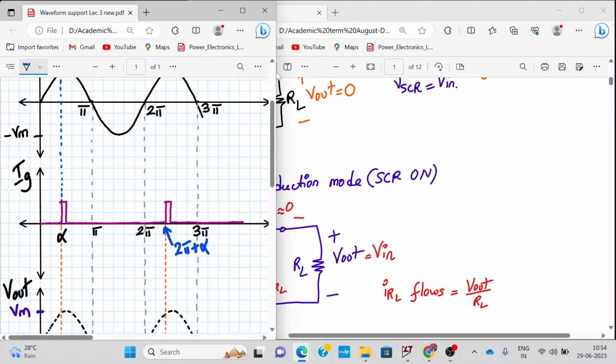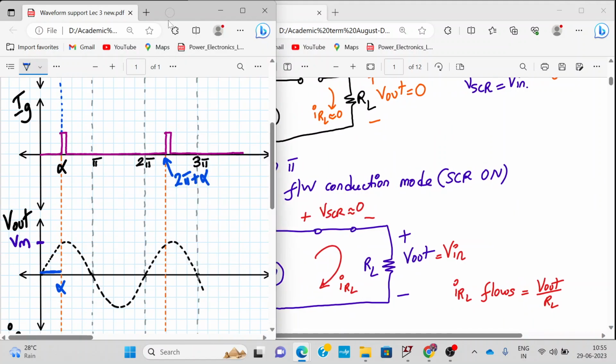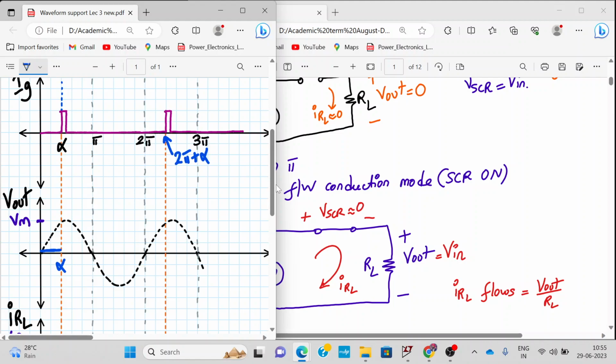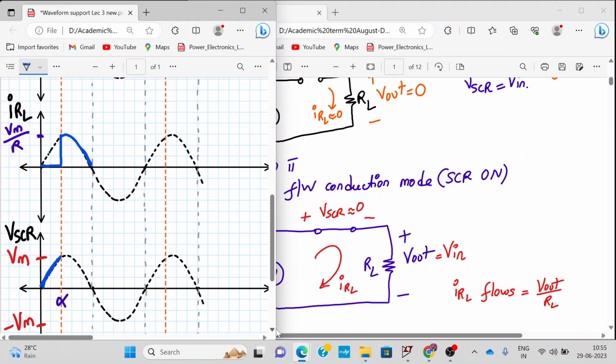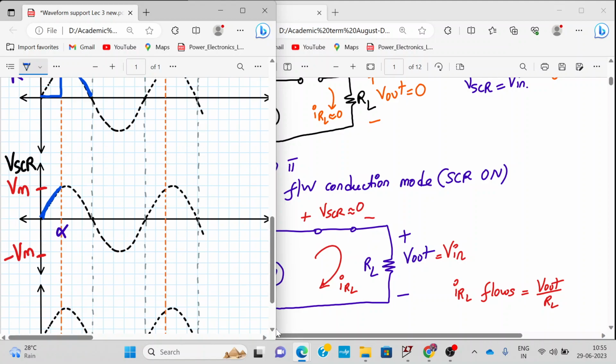So let's talk about from alpha to pi. From the period alpha to pi, we have V out, which follows the input V in. It will follow the input waveform. This dotted line is my input waveform. And then what about the current? The current IRL also will be of the same nature, but the peak value will be Vm upon R. What about the voltage across the SCR? The voltage across the SCR in this case will be 0 from alpha to pi. So this is alpha, this is pi. Alright.